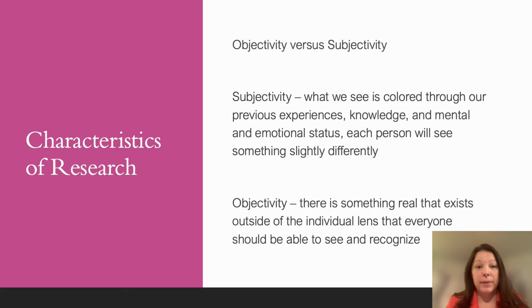On the other side of the spectrum is objectivity, where we believe that something is actually real and exists outside of what we see, and that although each individual has a different lens through which they can look at a beautiful sky, the fact that the beautiful sky is there and it's not cloudy on that day is an objective reality that can be measured. Most research falls somewhere between objectivity and subjectivity. Nothing is completely subjective and nothing is completely objective in the research world.